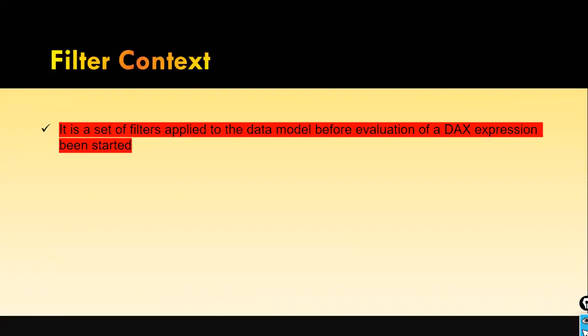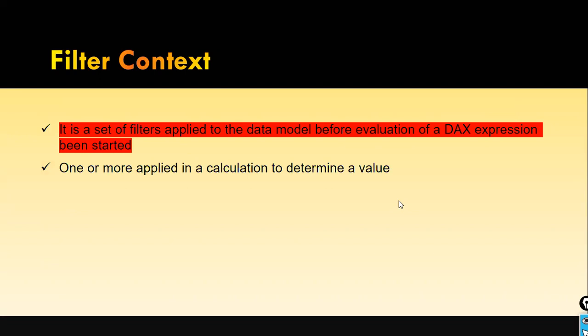The next one is the filter context. The filter context is used whenever a measure is calculated. It is a set of filters applied to the data model before the evaluation of a DAX expression starts. For example, you have something like quantity into price, that is an expression. Before even performing the calculation, a set of filters will be applied to the data model, and only then will your expression get evaluated.